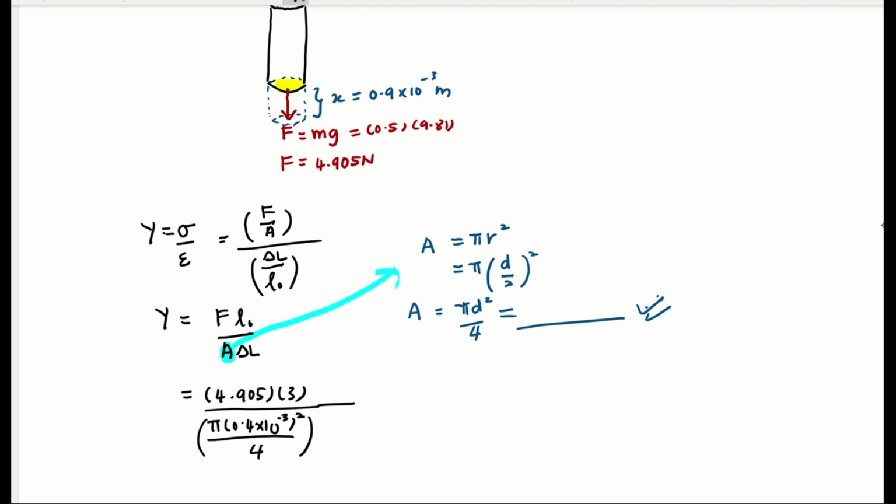And then delta L tadi, iaitu dia punya extension ataupun elongation. Kita dah tahu dia bagi 0.9 millimeter. So make sure milli is power of negative 3, bukan power of negative 2. Alright, so you tekan kalkulator elok-elok, you akan dapat Young modulus. Pastikan unit Young modulus tu ingat, 1.3 times 10 power of 11 Newton per meter squared. So this is the answer for 7A.